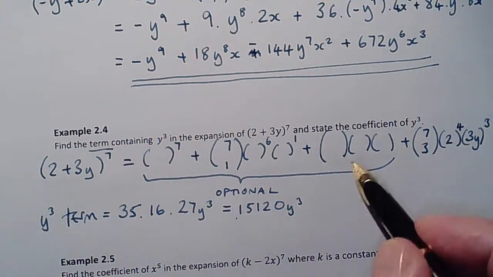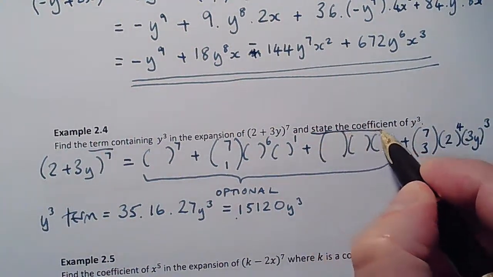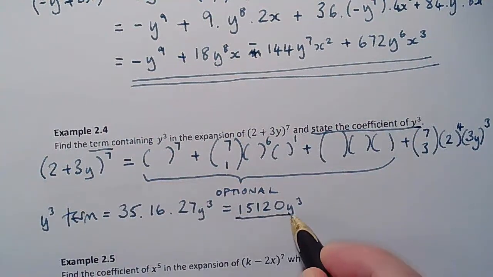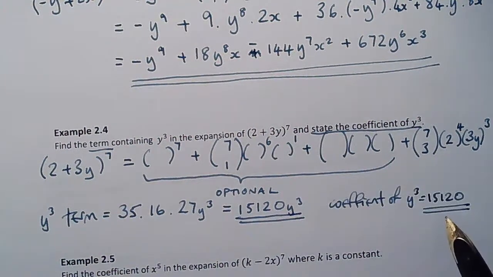Okay. Oh, hang on, we're reading the question. We've got to state the coefficient as well. So there are two answers. Find the term. So I need to double underline this. Okay. But I also need to state the coefficient. So there it is, and that also needs double underlining.